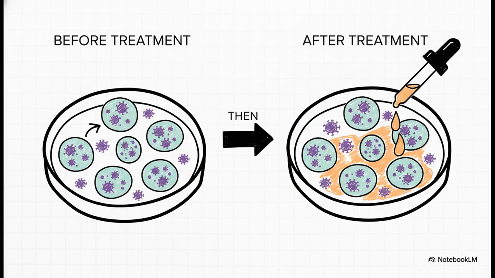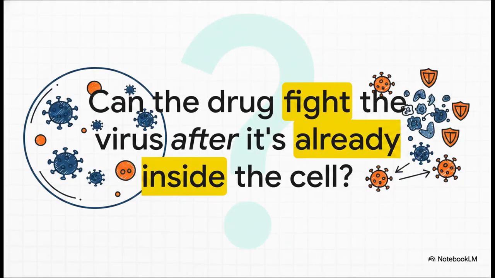And that brings us to our third and final condition, post-treatment. In this scenario, we let the virus win the first round. We let it infect the cells, get inside, and start setting up its little replication factory. Only after all that has happened do we add our drug. You see, this is testing a completely different strategy. The virus has already breached the walls. The question now is, can our drug work from the inside? Can it sneak in and shut down the viral factory that the virus is building to make copies of itself? This is how we find out if we have a replication inhibitor.